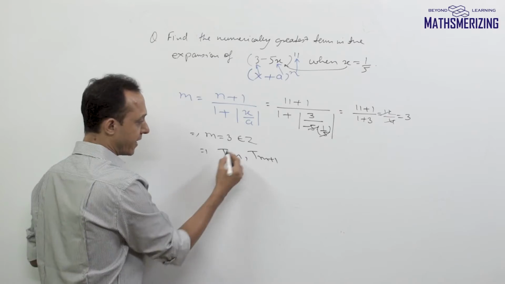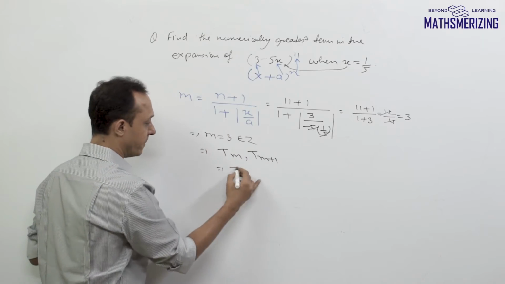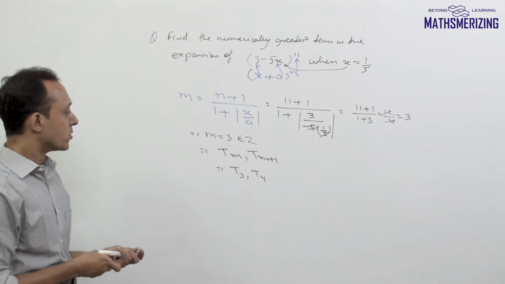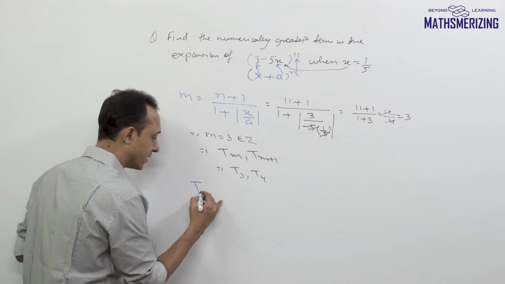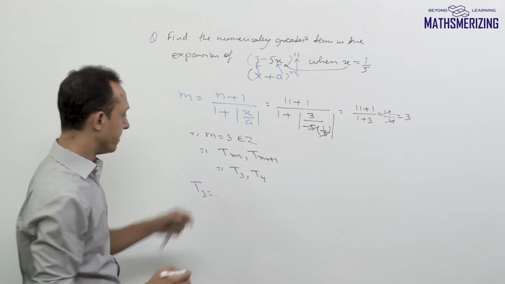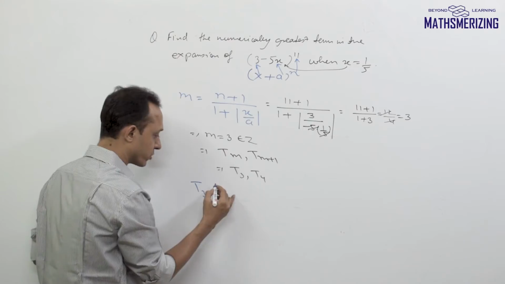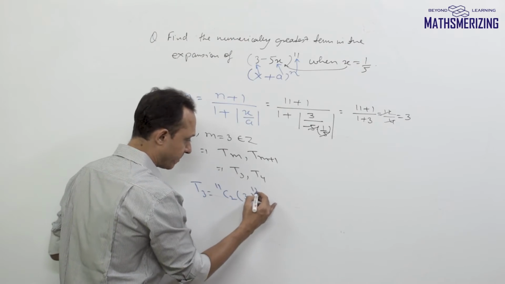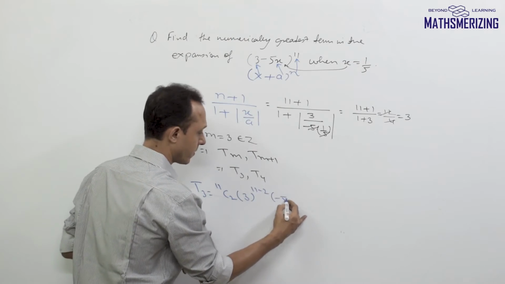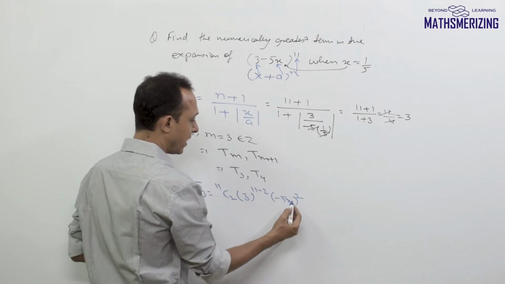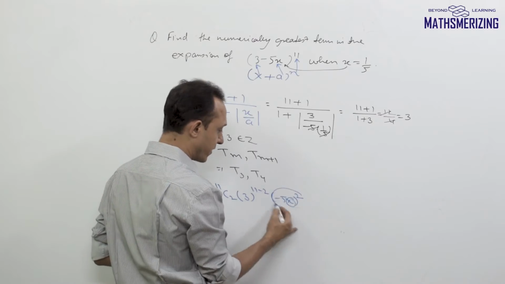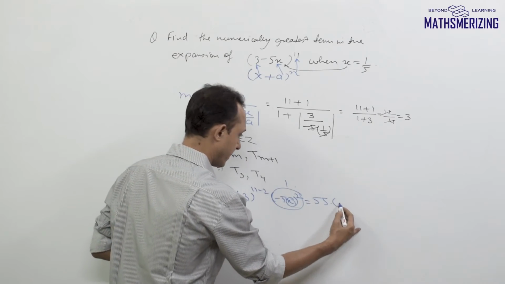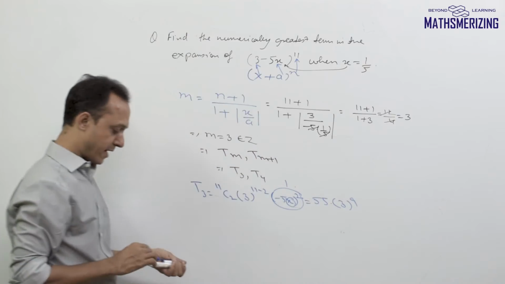So in this case, when the value of m is 3, the numerically greatest term will be either its third term or its fourth term. So I'll find the third term. For the third term, the value of r is 2. So there'll be 11c2 times 3 to the power 11 minus 2, times minus 5x to the power 2. Again, I'll put x as 1 by 5, so this value will be 1. So 11c2 is 55, and there will be 3 to the power 9.